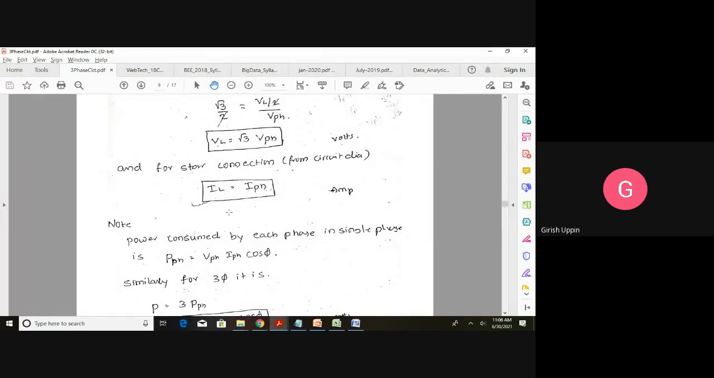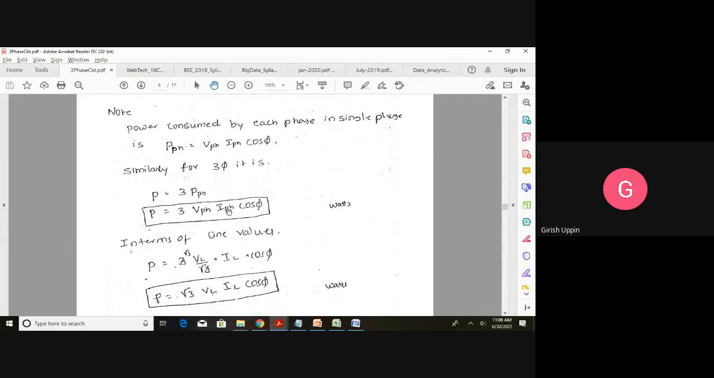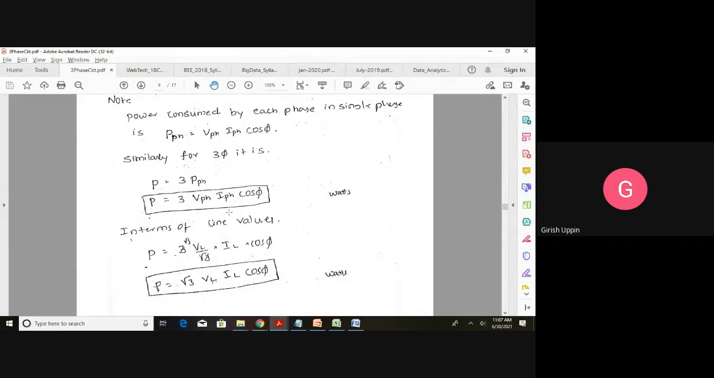Now, what is the power consumed in the three phase? Whenever you are doing the analysis of a three phase, first we have to do it for one phase and multiply it by three times. That will apply to the three phases. And we already know how to analyze the single phase. If I give single phase RL, RC, RLC, any single phase, I know how to analyze that one.